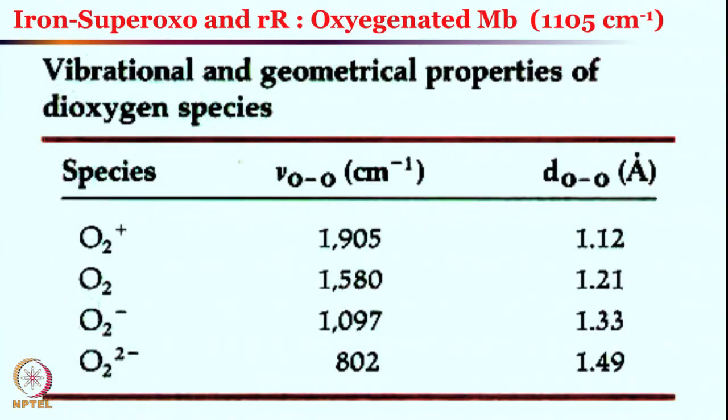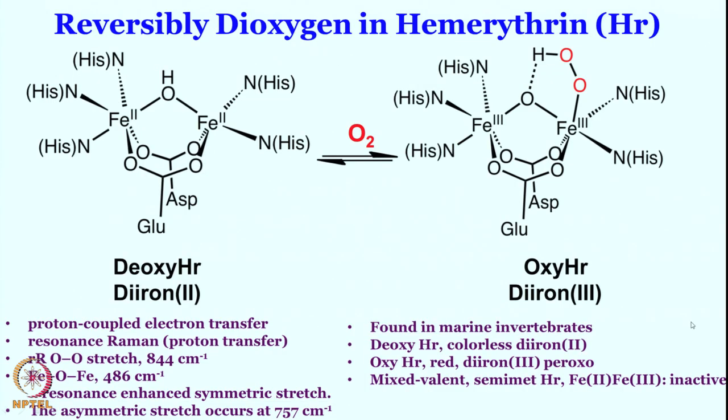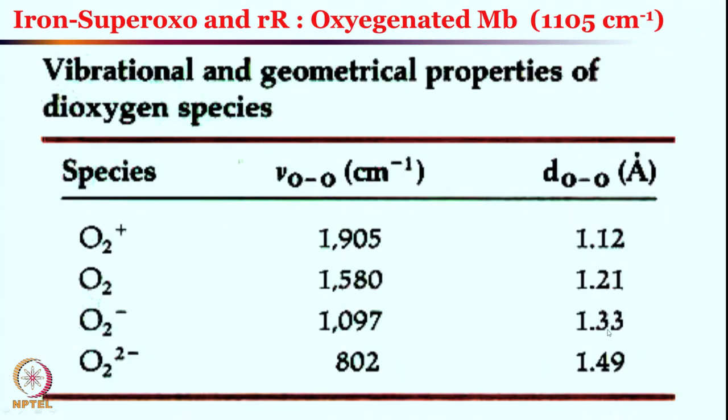Let us look at another enzyme, that is hemerythrin. Before that, just to mention once again, this is 1105 O-O stretch number for oxygenated myoglobin. This is matching quite well for the superoxo species. Okay. If you have a crystal structure, that can also give the oxygen-oxygen stretch in this region, which is quite exciting in any case. Okay.